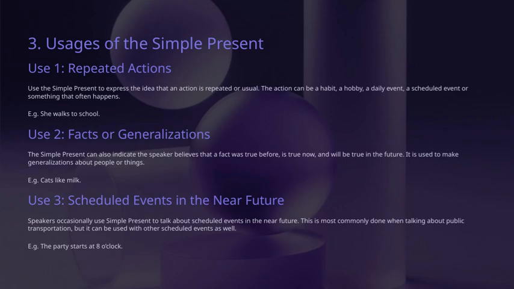It's a way to state facts or beliefs that remain consistent over time. Finally, we use the simple present to express repeated actions. These are habits, routines, or things that happen regularly. For example, I walk to school every day. This usage highlights actions that are habitual or part of a routine.